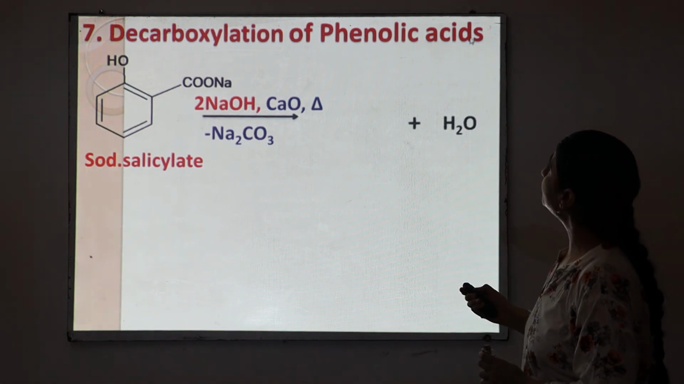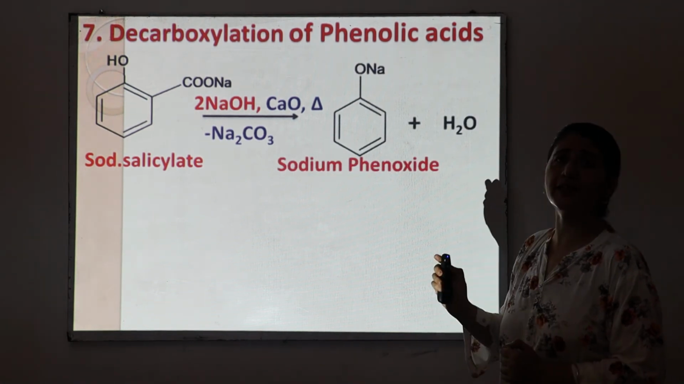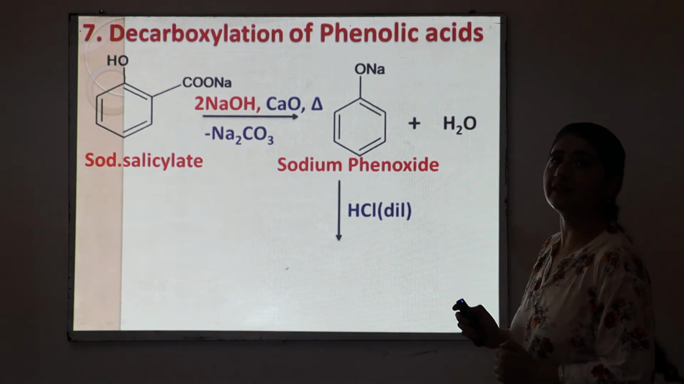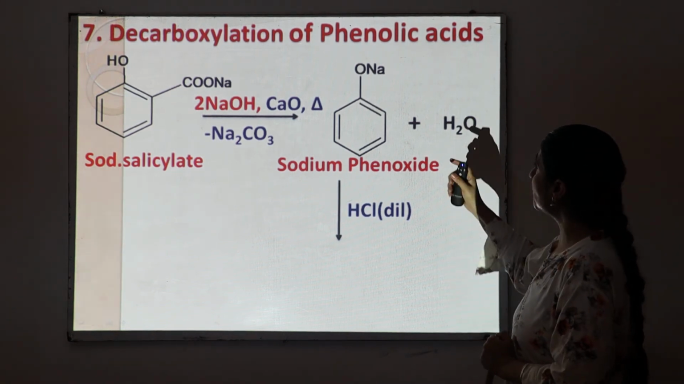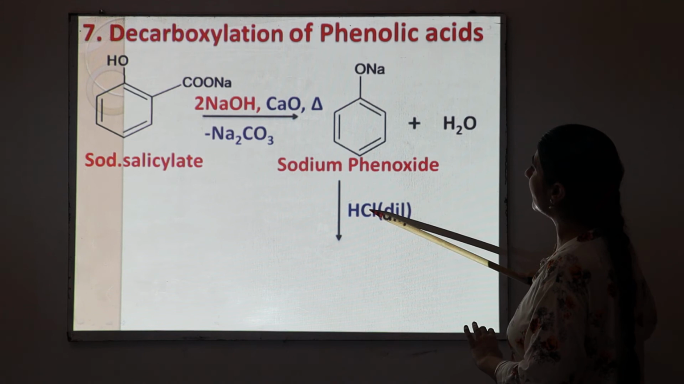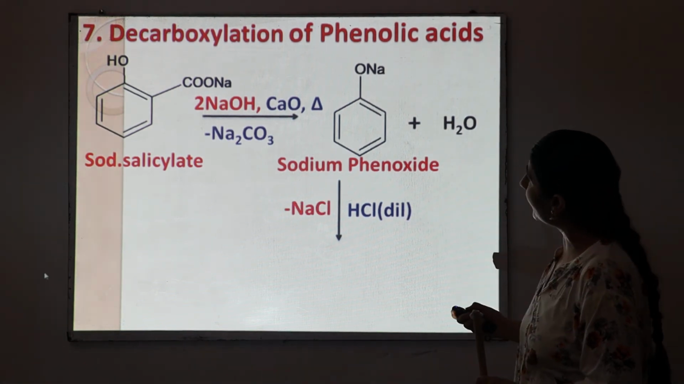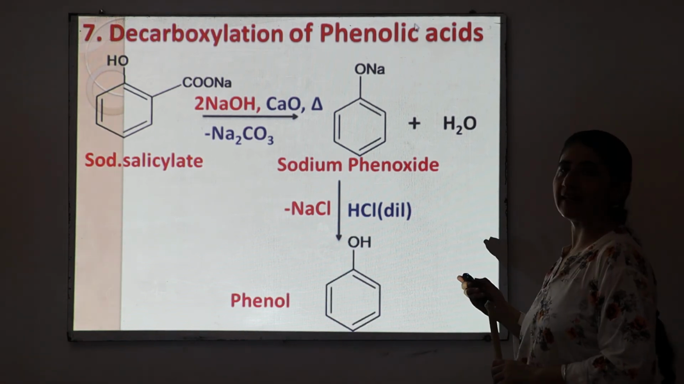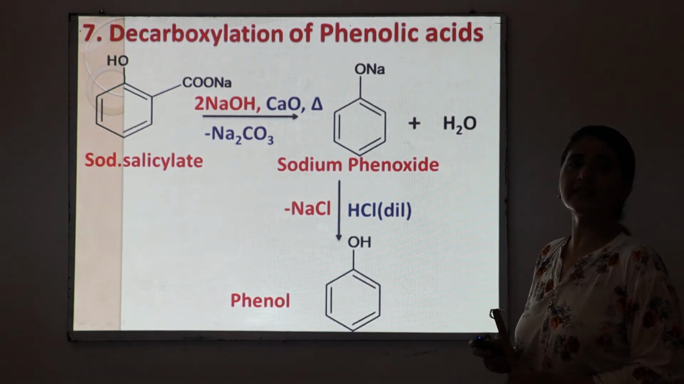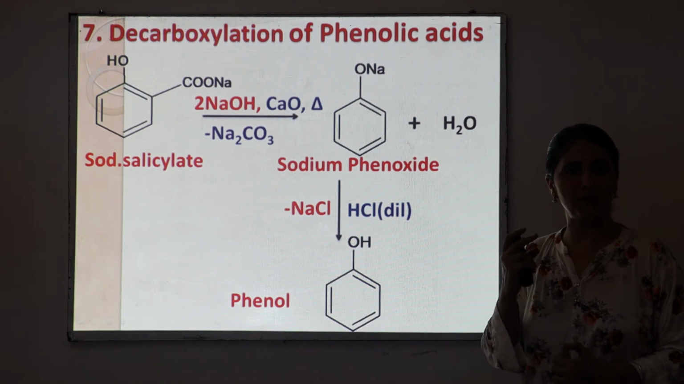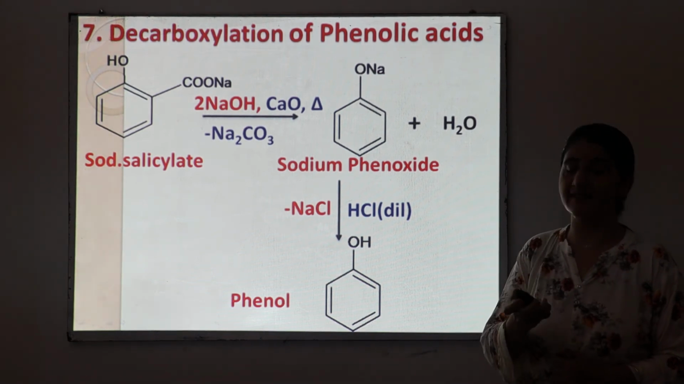and we get the main product, sodium phenoxide, which further reacts with dilute HCl, and this sodium and chlorine combine and are eliminated in the form of sodium chloride, and we get the main product as phenol. So these are the various methods of preparation of phenol from different reactants.